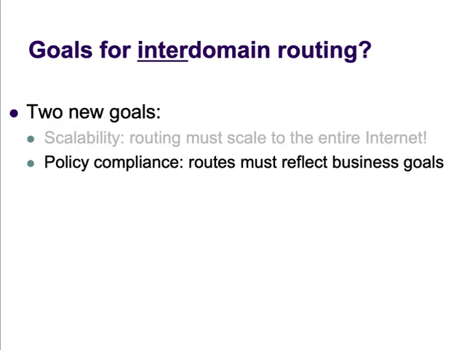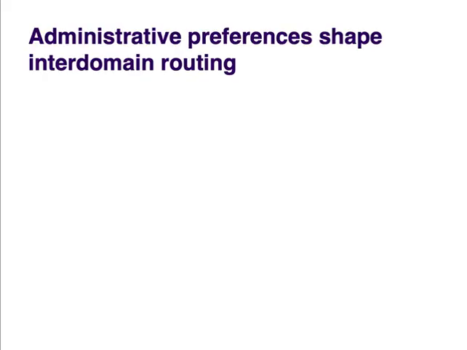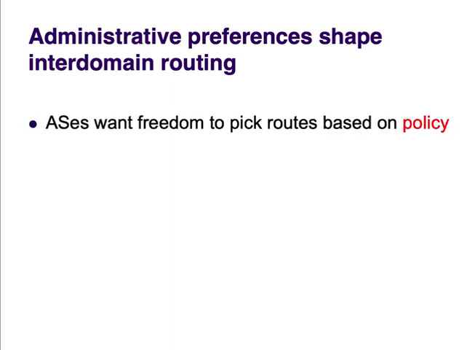Okay, so we said the goal for interdomain routing was to allow AS operators to enforce policy. Policy is a sort of nebulous term, so what do I mean exactly by policy? What we're going to see is that a policy is an administrator's preference for what kind of paths they like to see on the internet. And the AS wants their freedom to pick their route based on policy.